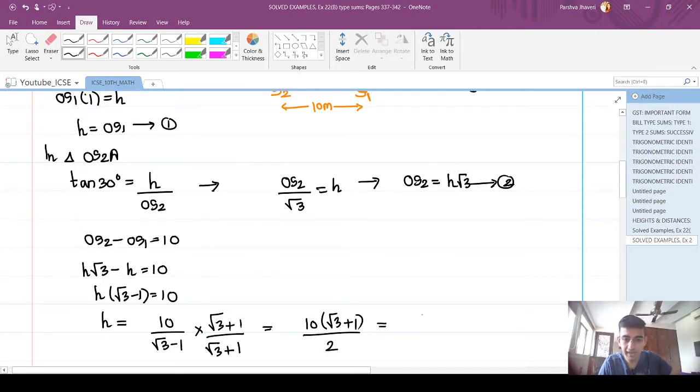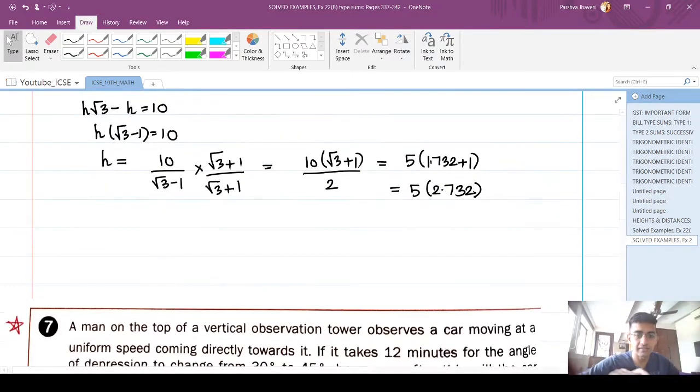So answer is 5 into 1.732 plus 1. Root 3 is nothing but 1.732, into 2.732. Right? So just calculate this. This will give us 13.66. So our answer, that is the height of the tower, is equal to 13.66 meters.